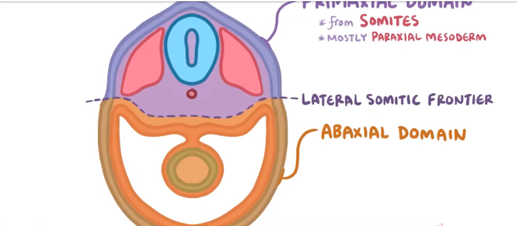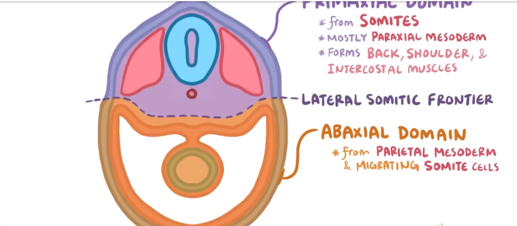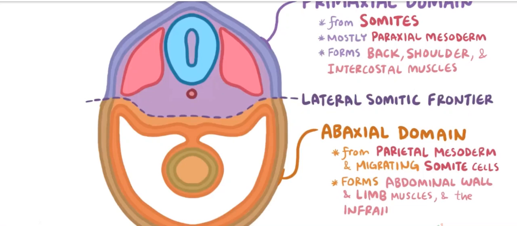Primaxial mesoderm cells receive signals from the neural tube and the notochord, and differentiate into back, shoulder, and intercostal muscles. The abaxial domain originates from the parietal mesoderm, as well as migrating somite cells that cross over the lateral somitic frontier. Abaxial mesoderm cells receive signals from the parietal mesoderm and differentiate into abdominal wall muscles, limb muscles, and one muscle in the neck, the infrahyoid muscle.